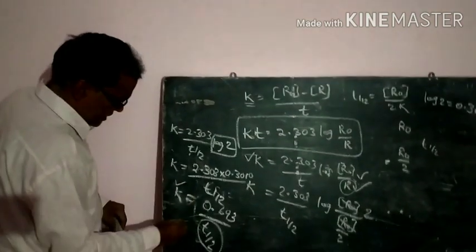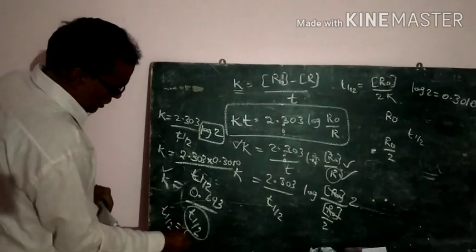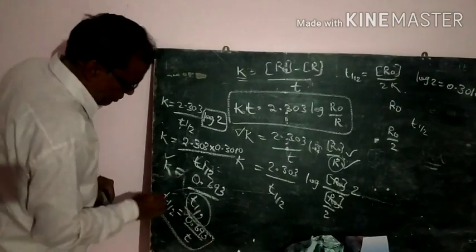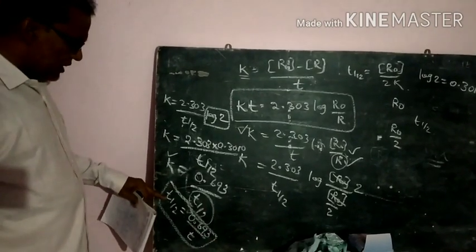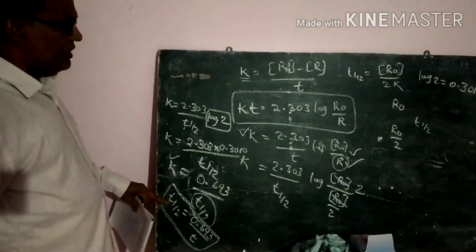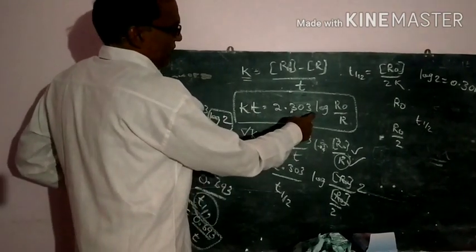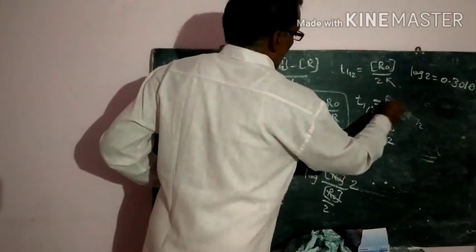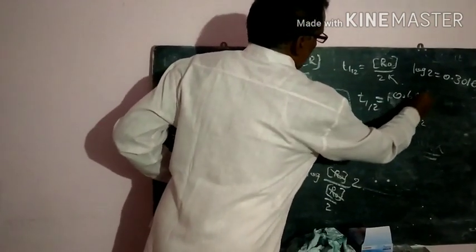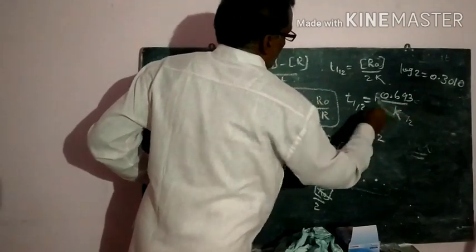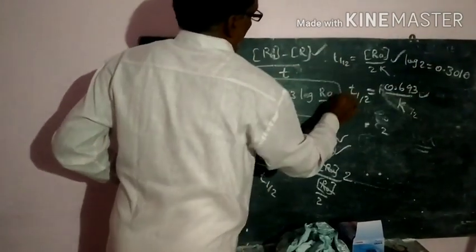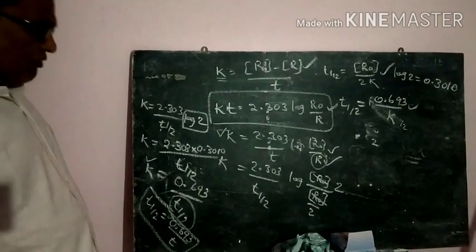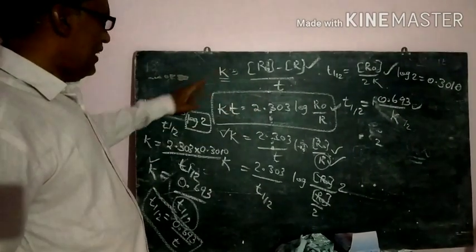Or from this equation, T half is equal to 0.693 by K is the formula to find out the half-life of a first order reaction. So this is the formula for the integrated rate equation. T half for the first order is equal to 0.693 by K. So these are the formulas you should know well. Then only you can solve the questions. Half-life time period is over, integral rate equation is over.